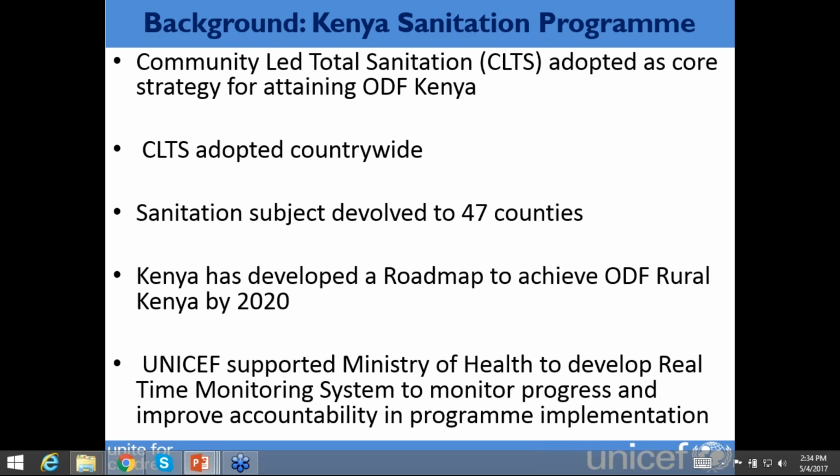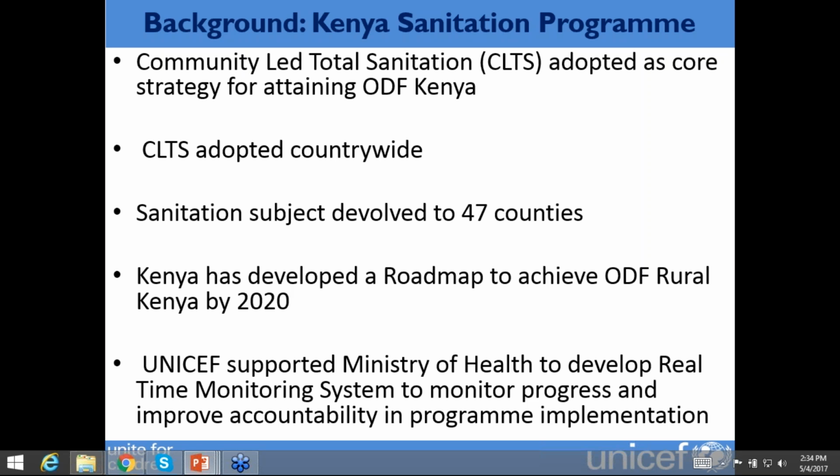Moving forward, just to give a background of the Kenya sanitation program, community-led total sanitation has been adopted as a country-wide strategy for attaining open defecation free status. Also, the sanitation subject is devolved to 47 counties, and this devolution took place around 7 years back in 2010 when the new constitution came into play. So that has also been a bit of a transition.